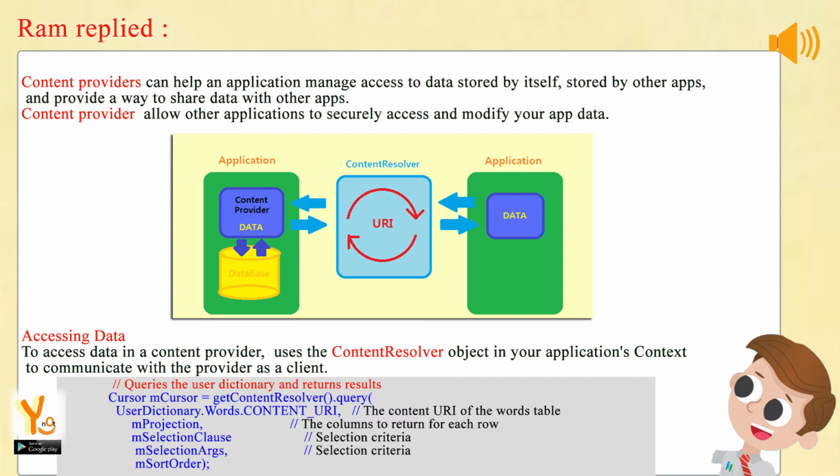Accessing data. To access data in a content provider, you use the ContentResolver object in your application's context to communicate with the provider as a client. Below an example is given.